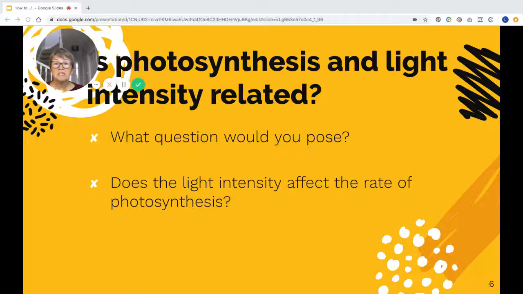So I've given an example here. Does the light intensity affect the rate of photosynthesis? Now, I've put two parts to that question, and you must put both parts. I've put the independent and the dependent variable. The independent, the thing that we're going to change, is the light intensity, and the dependent is the rate of photosynthesis, so how fast it's going to happen.